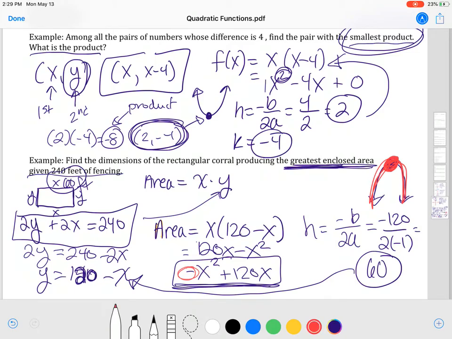Let me write this in a different color so it's easier to read. It's starting to get cluttered. Okay, so I have my x is 60 feet, my y is 60 feet, and remember, I got the 60 feet in this y by taking 60 and plugging it in for that x, so I get 120 minus 60. So my dimensions are going to be 60 feet by 60 feet.